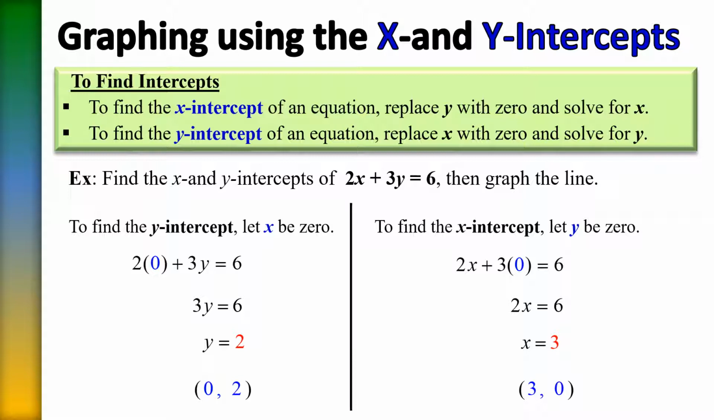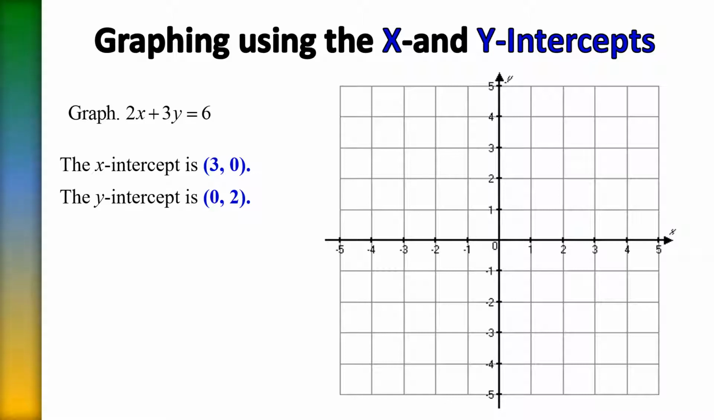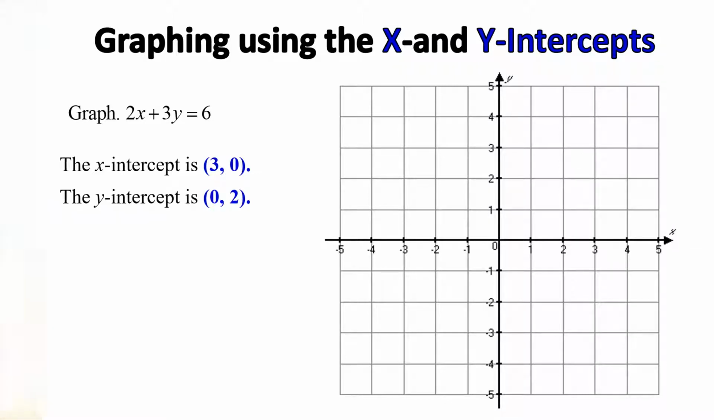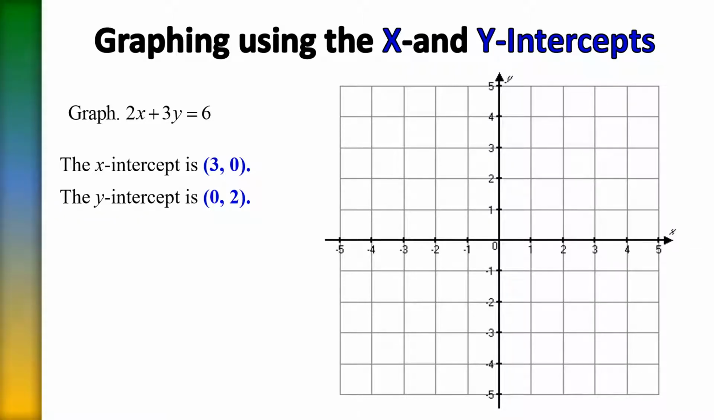And now that we have our 2 points, and these points are called the x and the y intercept, we can go ahead and graph our line. Remember, you only need 2 points to plot a line. So the first one is going to be over 3 and stay at 0. The other is going to be 0 and up 2. Line your ruler up and draw a line through the 2 points.